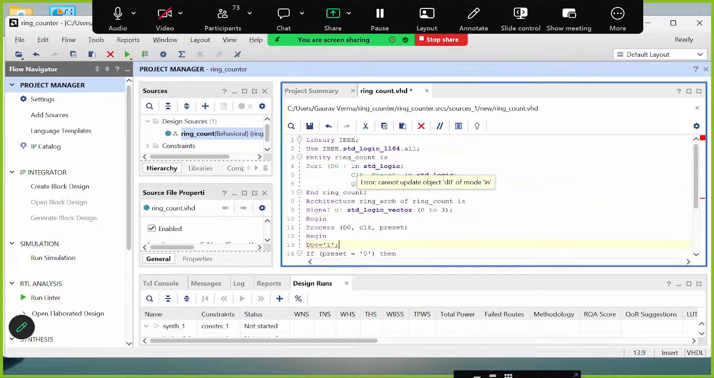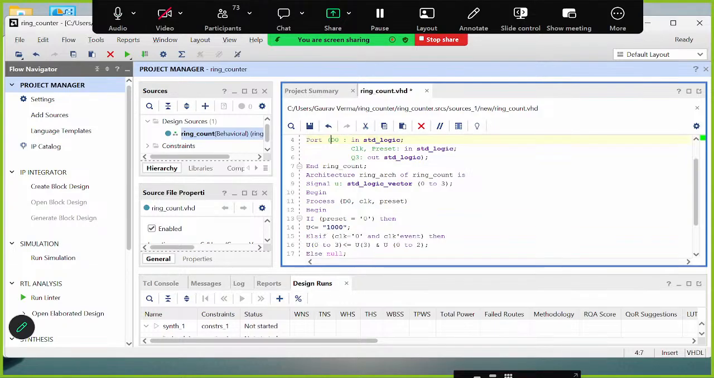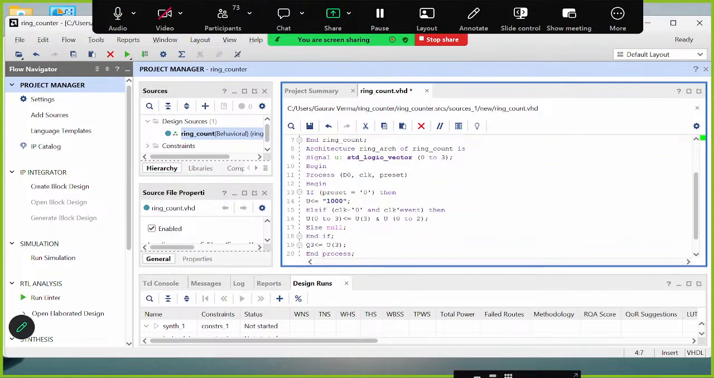Okay, D naught because of mode in. It should not be an output. It cannot be used as an output, because it is an input to our logic. So what we can say, we can write over here.